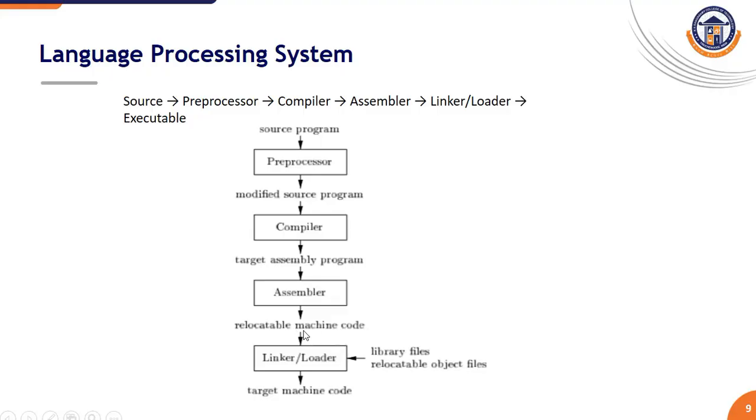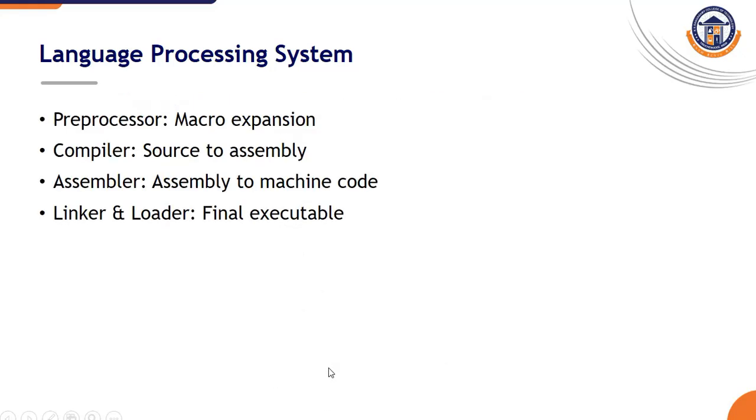Then this relocatable machine code is given to loader or linker. This linker or loader performs combining all relocatable object files into the machine code, and it also adds library files to the machine code. After that it produces the target machine code. So the preprocessor performs macro expansion also. Compiler performs source to assembly level code. Assembler converts the assembly level code to machine code. Loader and linker create the final executable target program.